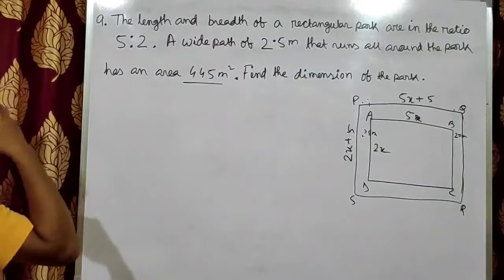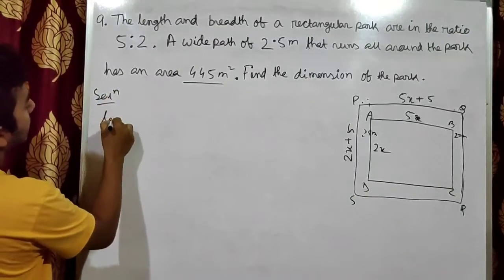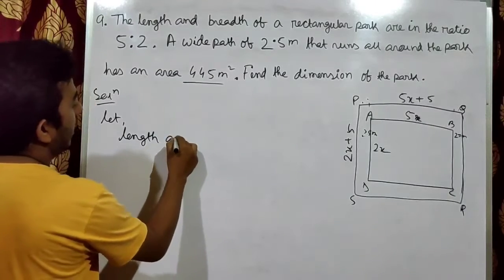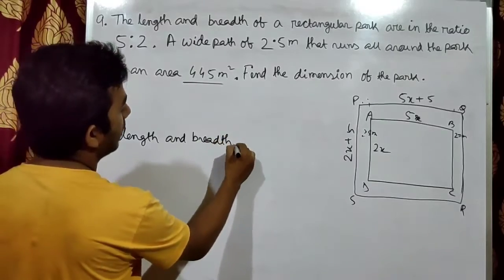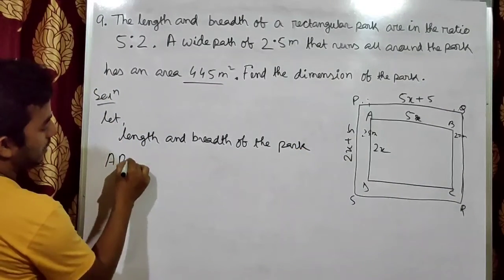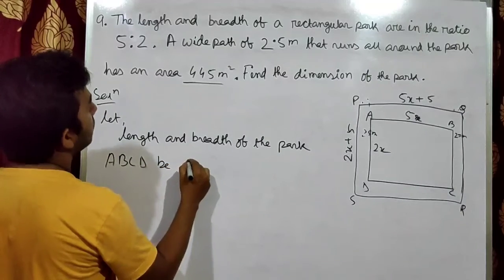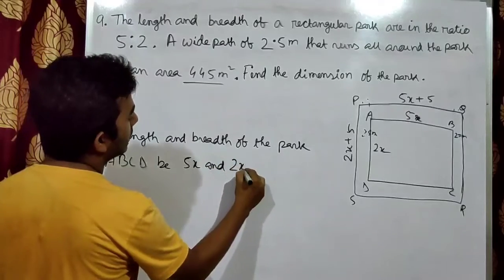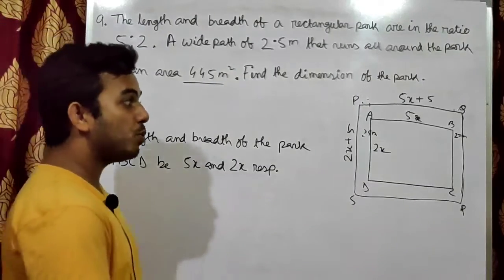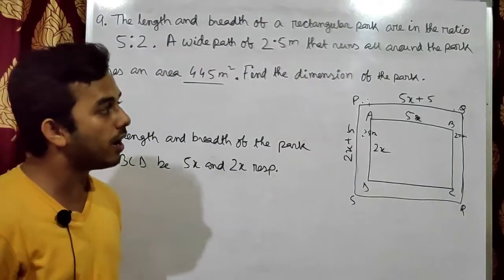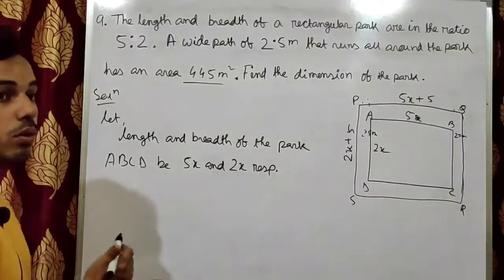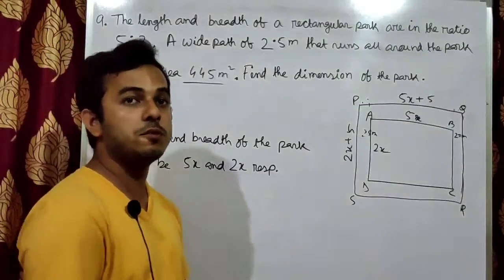First of all, we will write the solution, right? Then let length and breadth of the park ABCD be 5x and 2x respectively, right? So now we will write again, since a 2.5 meter path runs all around the park, therefore length of PQ and length of PS. These all questions are related to each other. If you understand the main concept, it is very easy, right?